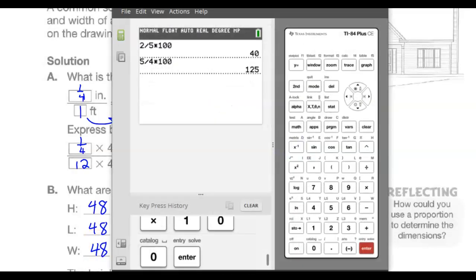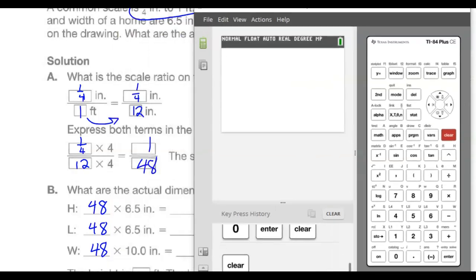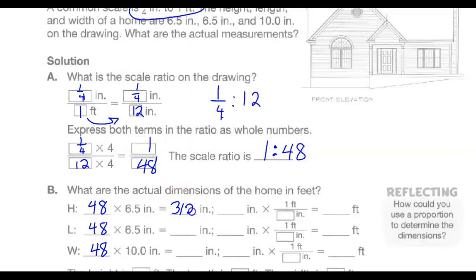So you can get out your calculator. 48 times 6.5 is 312. That'll be 312. 48 times 10 is obviously 480. And then we want to convert it to feet. So then we're going to go back, take 312, and remember that there's 12 inches in a foot. So you can multiply by 1 over 12 or just divide by 12. So that'll be the same here. And then it'll be 480 divided by 12.